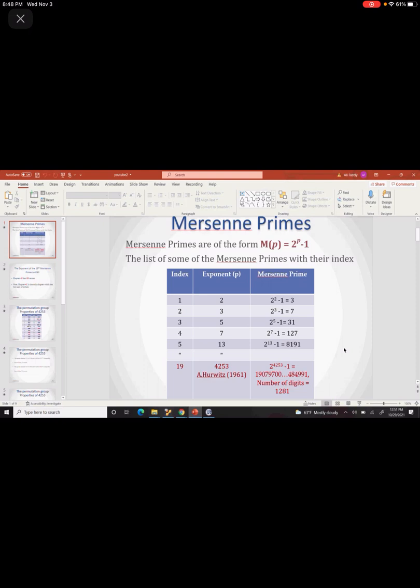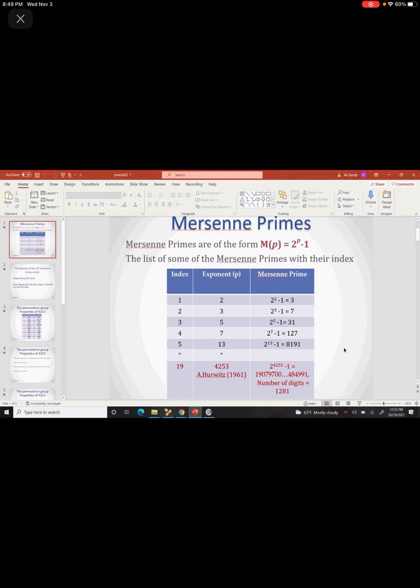Now when you get to the 19th Mersenne prime, which was discovered in 1961 by Hurwitz, this one had to wait for electronic computers to come into the scene. Otherwise, you cannot do this. So the exponent of the 19th Mersenne prime is 4253. So why did I go to 19? Because the Quran tells me to go to 19. Okay, so that's where 4253 comes from.